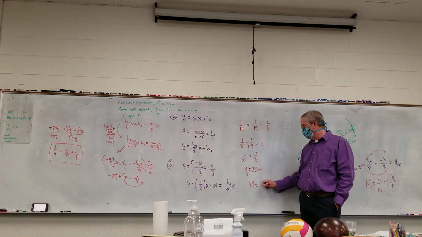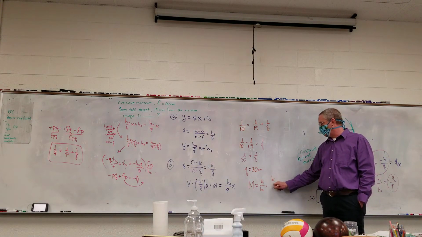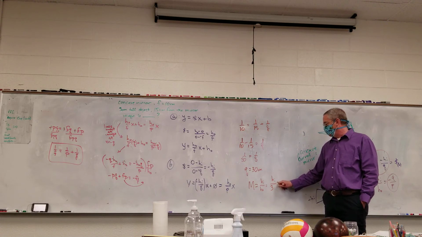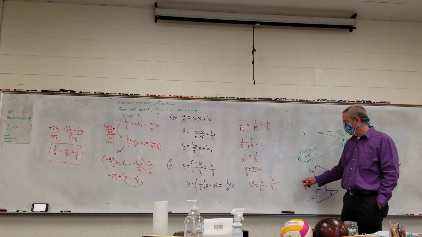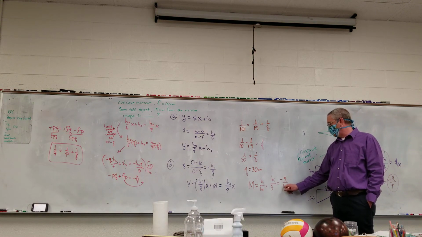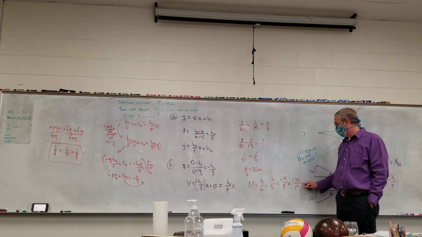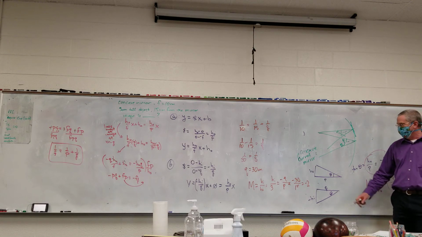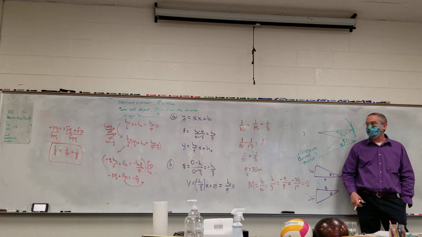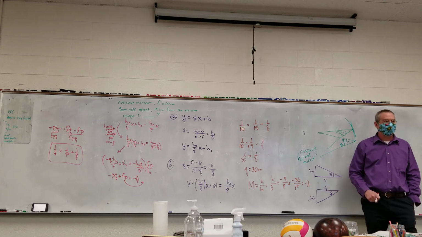My magnification, which is H image over H object, the height of the image over the height of the object, is H image over 3 centimeters. And that's equal to negative Q over P. So negative Q over P, which is negative 30 over 15, which is negative 2. So my magnification is negative 2. The negative means that it's inverted, so it's the opposite, pointing down if the object's up, and it's twice as big.